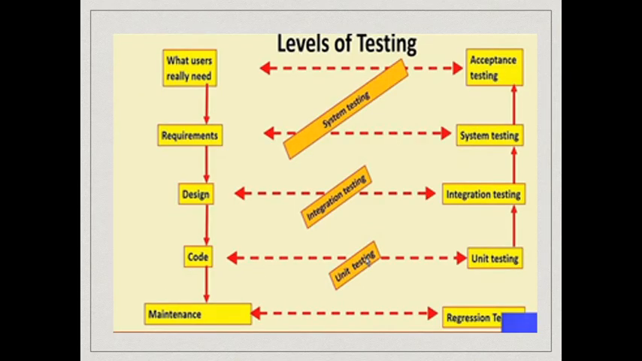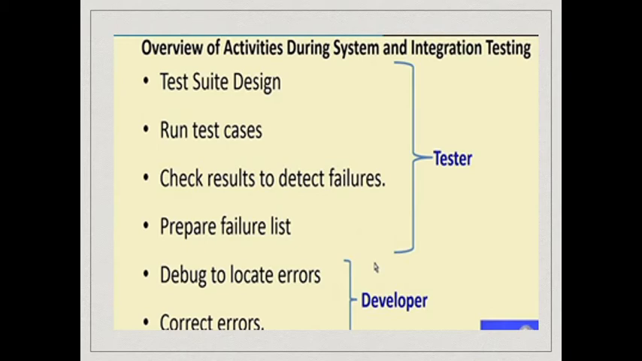From this diagram, we can see that on the development side, we find what the user needs, get the requirements, then design and finally code. On the maintenance and testing side: unit testing on the code, integration testing on the design, system testing based on the requirements, and regression testing for the maintenance work. If we look at the testing activities, they are test suite design, running test cases, checking results to detect failures, and preparing the failure list. The test report is prepared by the tester, whereas the developer debugs and corrects the error.